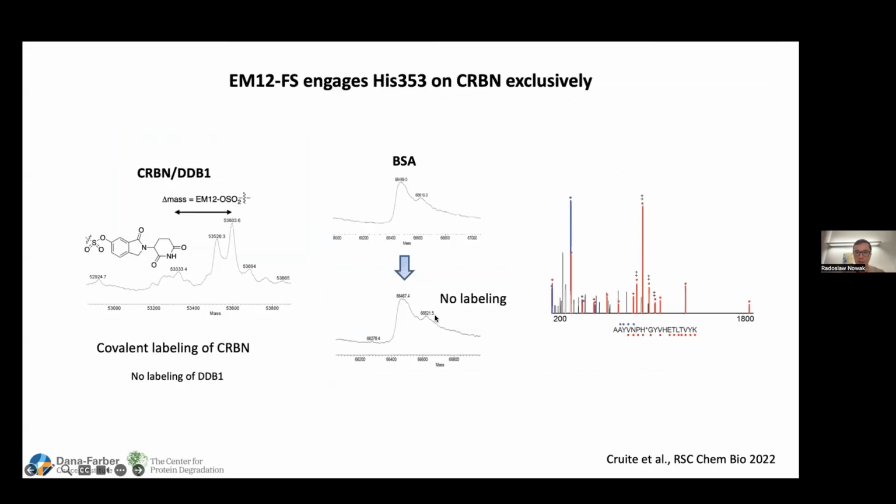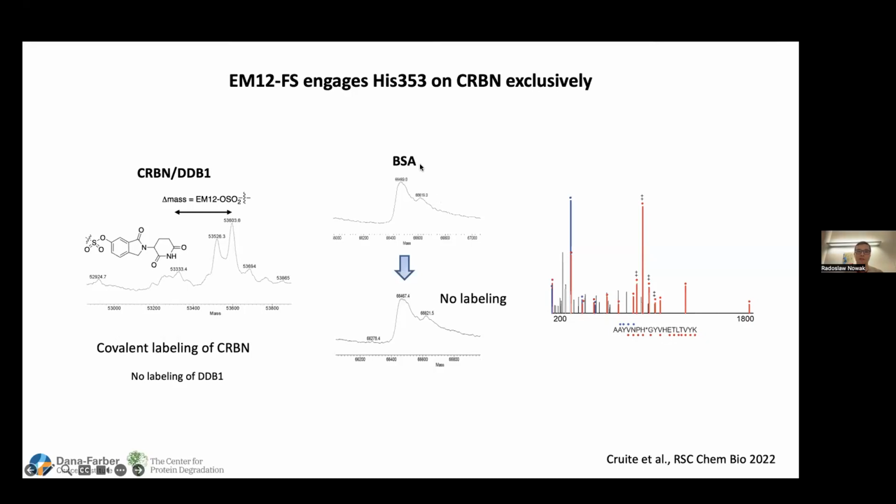Subsequently, we are able to show that this fluorosulfate molecule, and this is the less reactive molecule, is actually able to label cereblon covalently. And this is recombinant cereblon that we are able to covalently label with the molecule upon treatment. And we are able to identify the peptide that happens to be labeled. In this case, this corresponds to histidine 353.